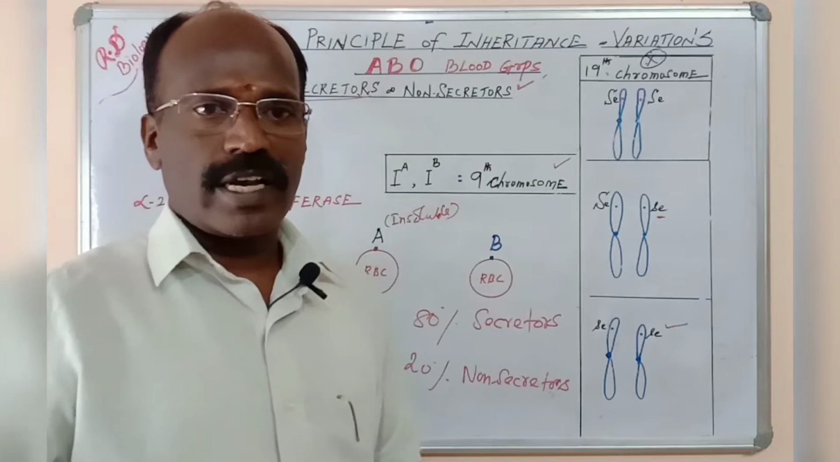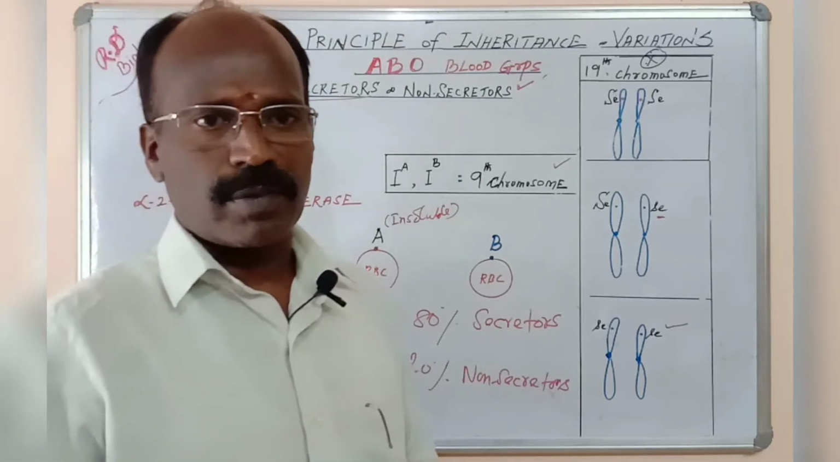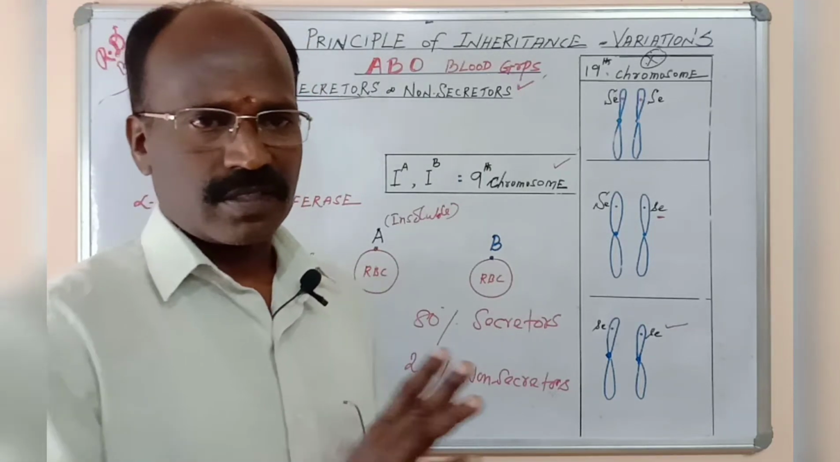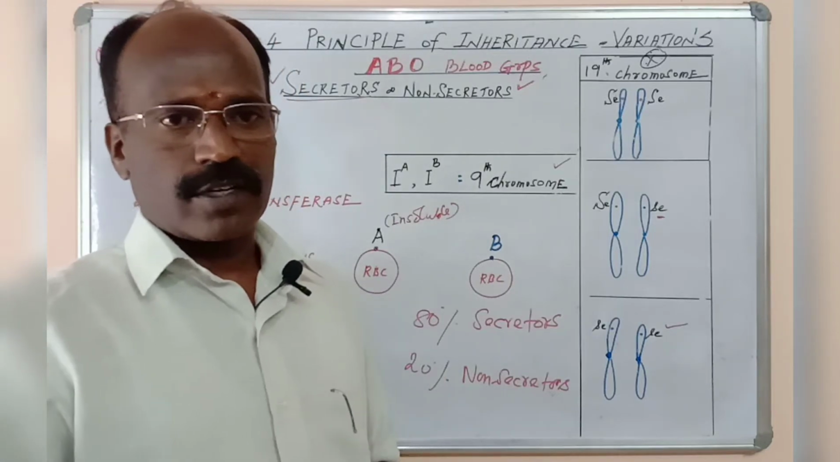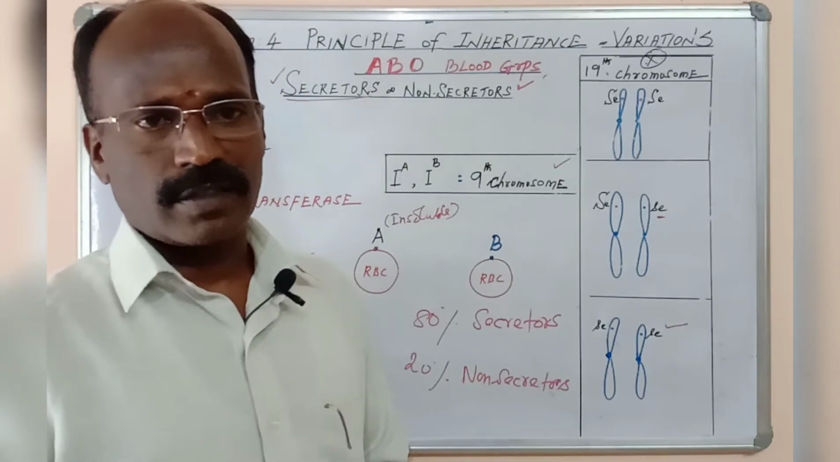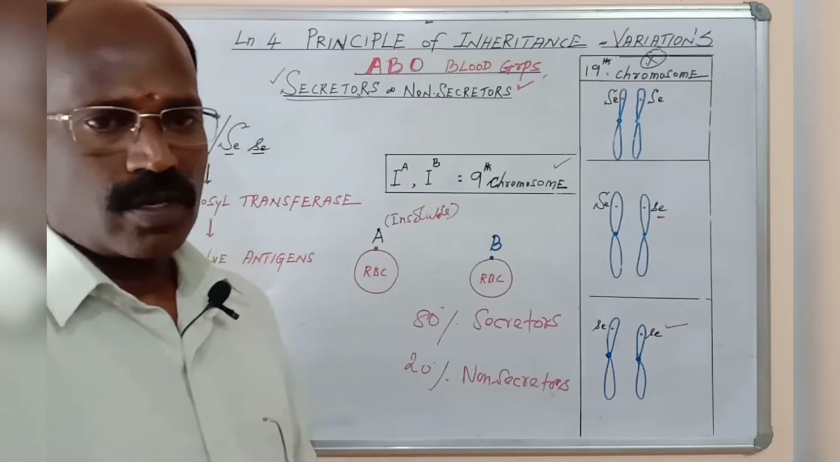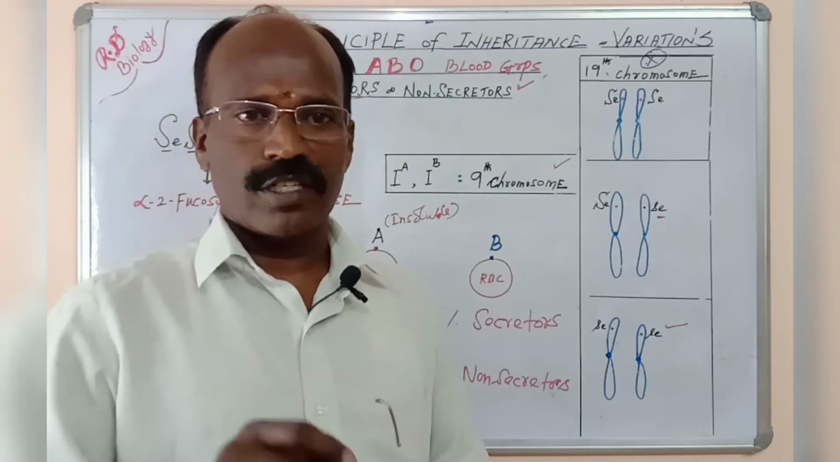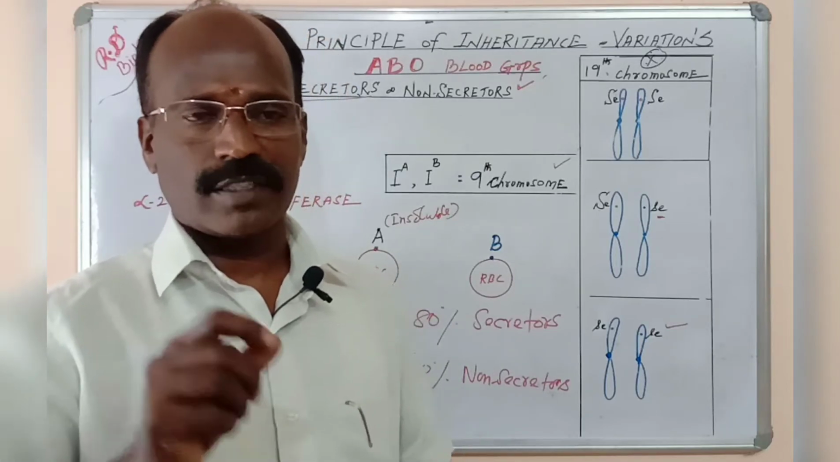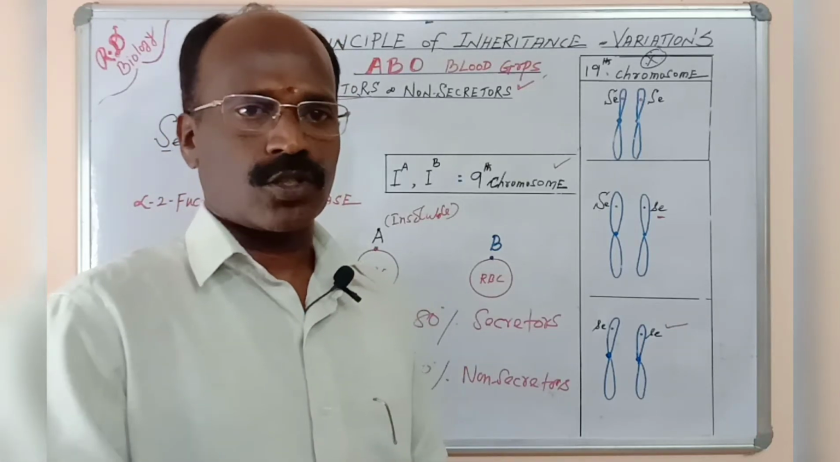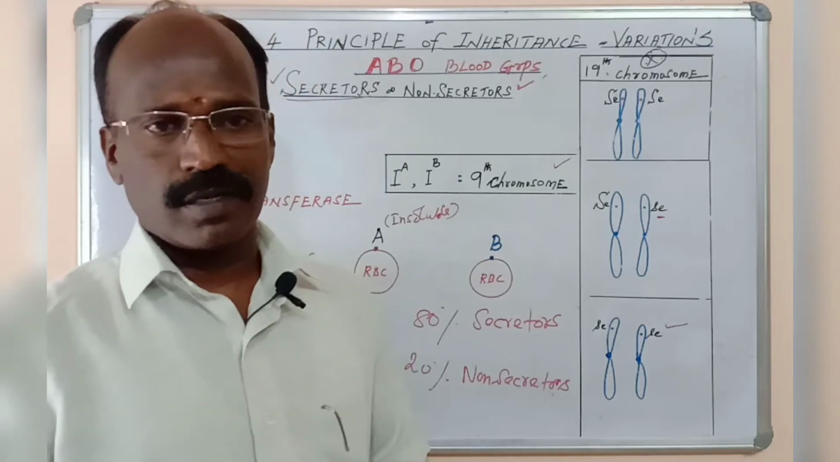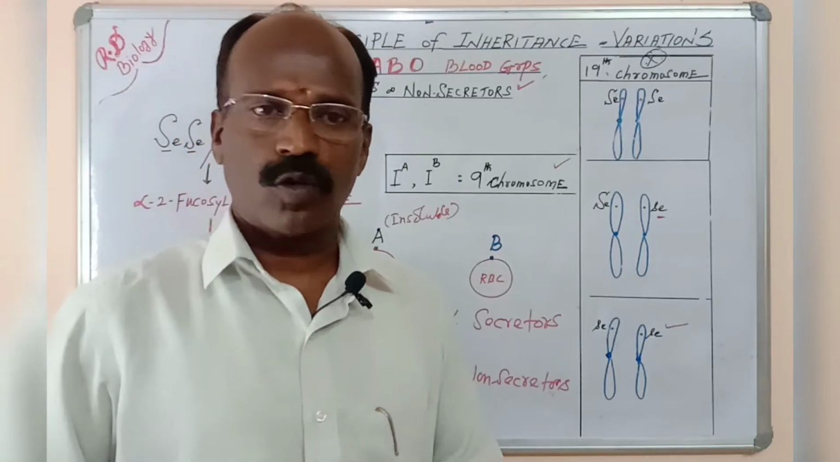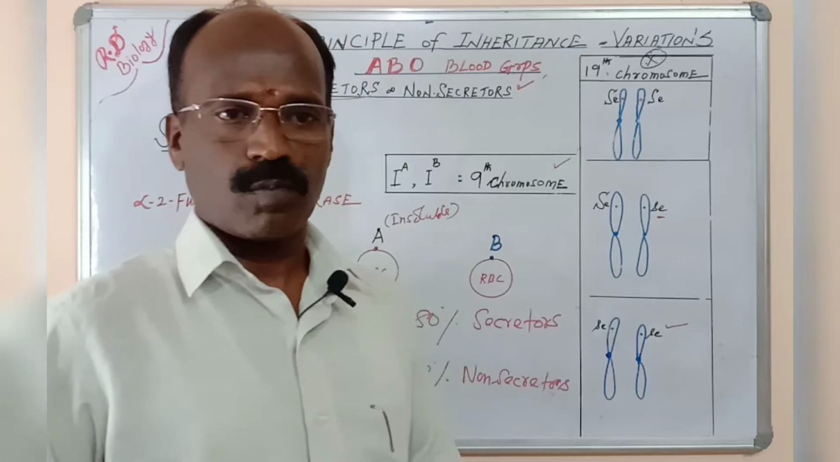If antigen A or antigen B is dissolved and made available in the plasma, they are secretors. If they are not made available in the plasma, they are non-secretors. You may ask a question: why in some people is the antigen dissolved and made available in the plasma, and in others it is not? This question naturally comes to our mind.